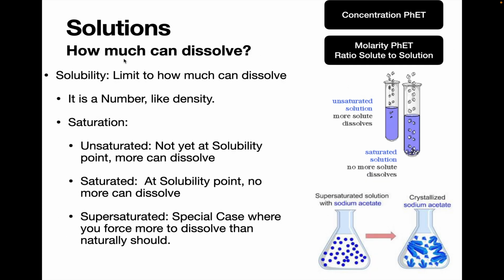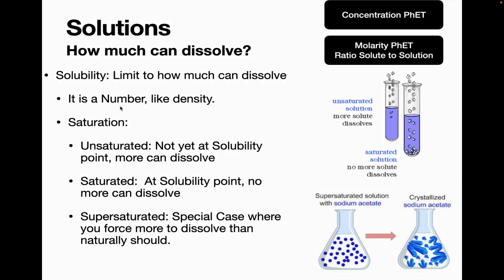We also can talk about how much can dissolve. So one is about how fast, now how much. The term we use for how much is solubility. That's our limit. It is a number like density. So what is the solubility? For example, the solubility of table salt is 35 grams per every 100 milliliters of water. We can't dissolve more than 35 grams in 100 milliliters of water. It just does not happen.